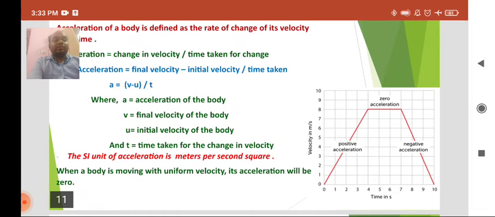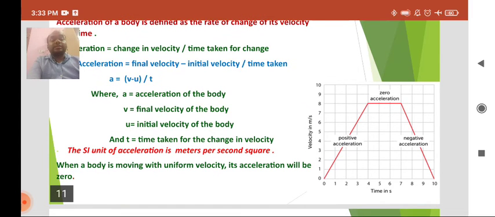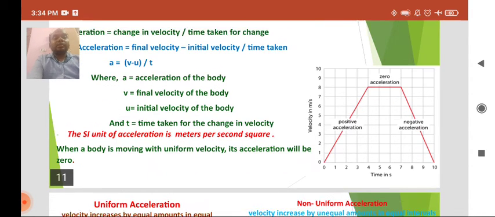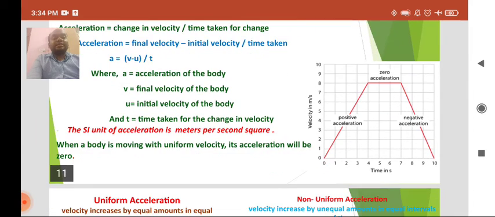In this figure, the graph is plotted between velocity and time. The velocity-time graph represents three types of acceleration, which are represented in the diagram. Positive acceleration originates from 0 to 4, then zero acceleration, and last will be negative acceleration. Zero acceleration means the body is at rest. Negative acceleration is also known as retardation. So this is called acceleration.